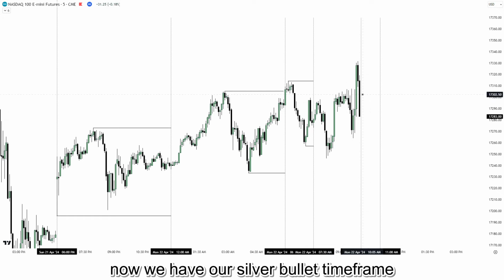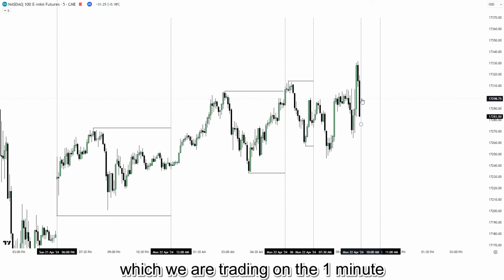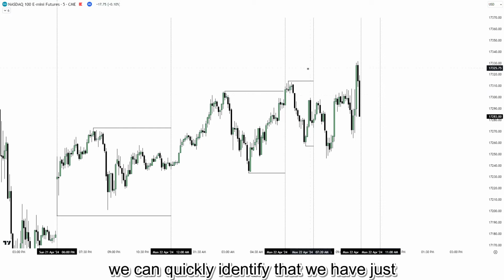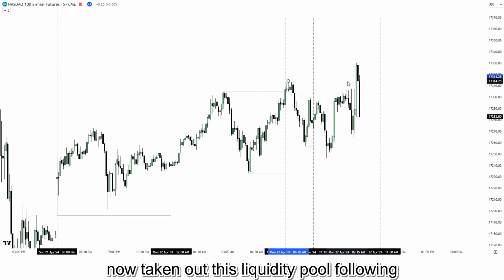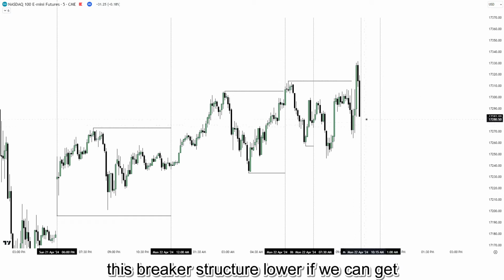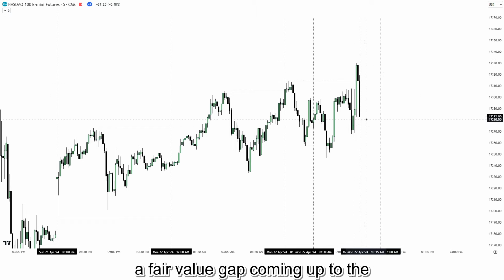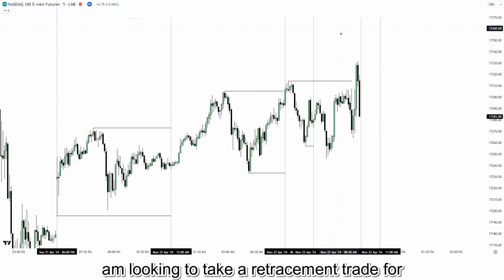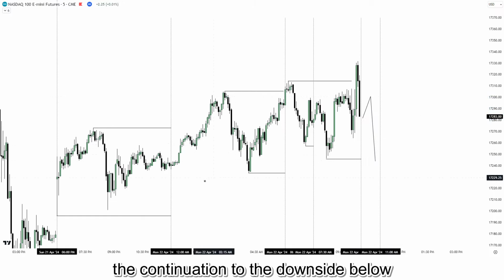Now we have our silver bullet time frame, which we are trading on the 1 minute time frame between 10 a.m. EST to 11 a.m. EST, and we can quickly identify that we have just now taken out this liquidity pool following this breaker structure lower. If we can get a fair value gap coming into the marketplace here between 10 to 11 a.m. EST, I am looking to take a retracement trade for the continuation to the downside below these lows.